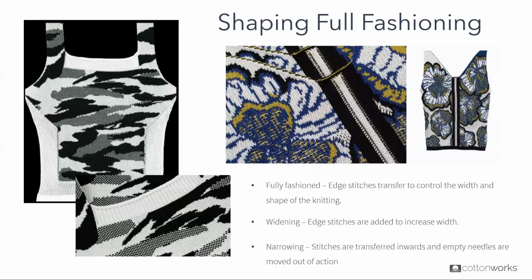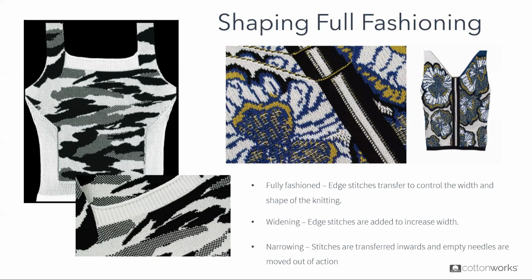Because we have the ability to transfer stitches, we can create shaped or full-fashioned pieces. And this is where we knit to our exact size or specified pattern piece. We do this by transferring the edge needles to adjacent needles. And so we transfer those out if we want to make our fabric wider, and we transfer them in if we want to have a narrower fabric.